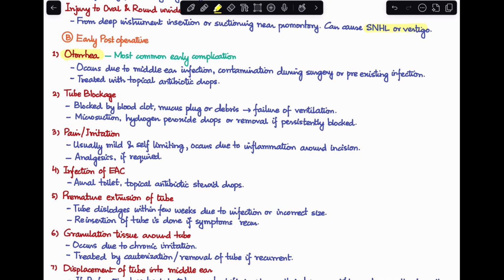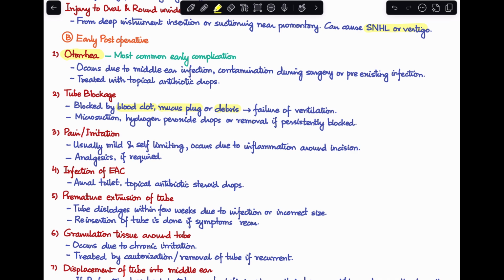Next is the tube. The ventilation tube may get blocked. This can happen because of a blood clot or a mucus plug or some debris blocking the ventilation tube. This will lead to failure of ventilation, so it will not do the job that it's supposed to do. In that case, our treatment will involve microsuction or using hydrogen peroxide drops. Or if it is persistently blocked, we should remove it and replace it with a different tube.